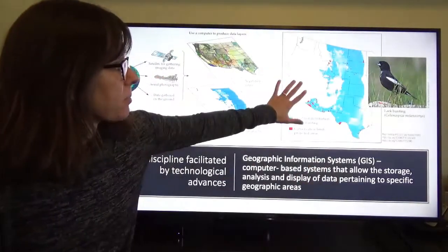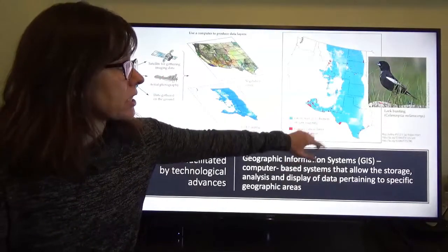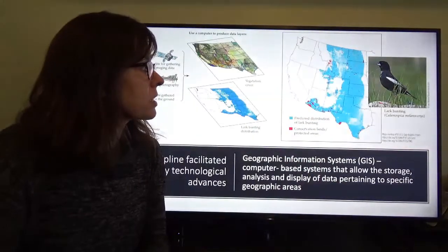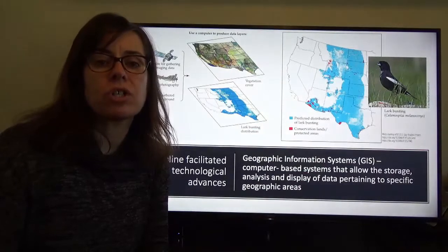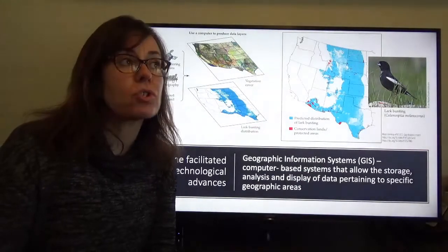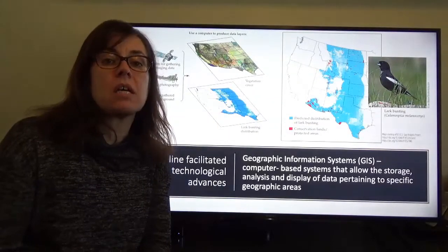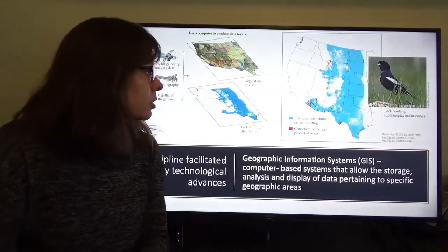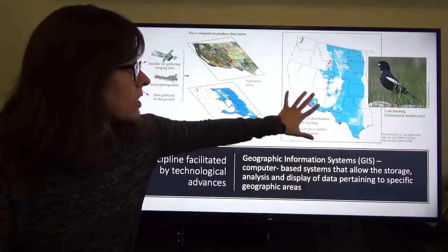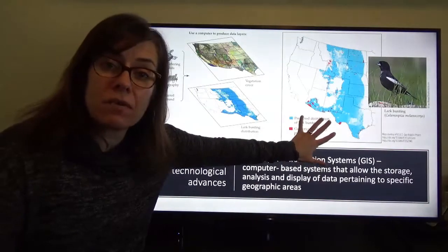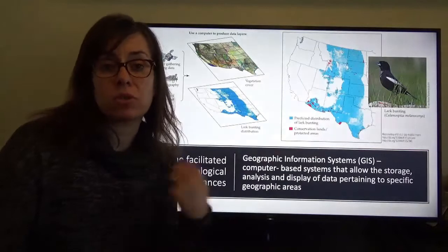We can also think about this in the context of protected areas. Let's say our lark bunting was a species of concern, and we wanted to know how well the current or future distribution of that species was reflected in the protected areas network. And so we can start to overlay other pieces of information once we have these distributional models.